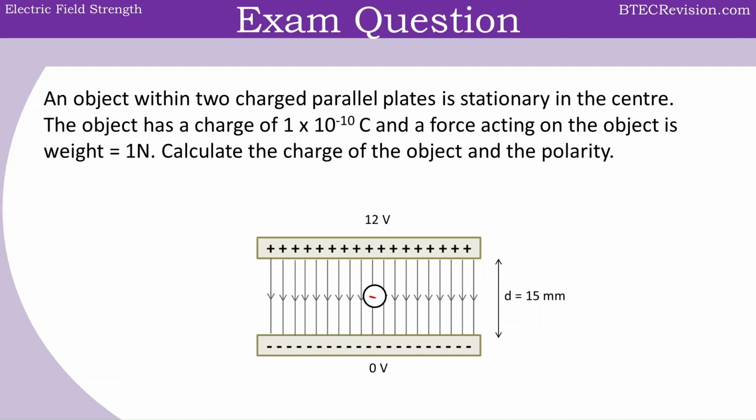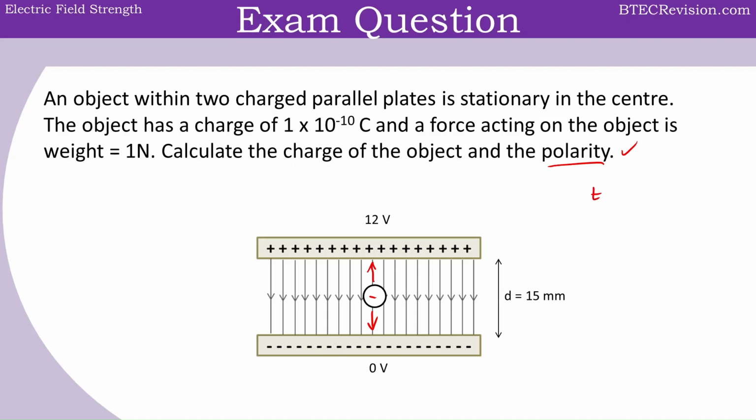Now, if it's negative, we have the negatives from the bottom and the charge itself pushing each other away, and therefore we have a force going up, and we know the weight is going to be pulling down. Therefore, these forces would balance if it is stationary. Okay, so we've done the polarity. Now we can have a look at the charge.